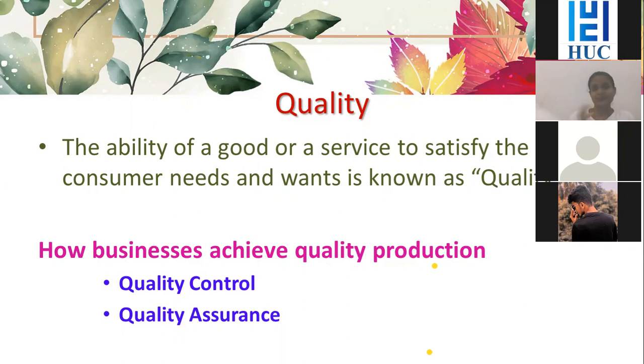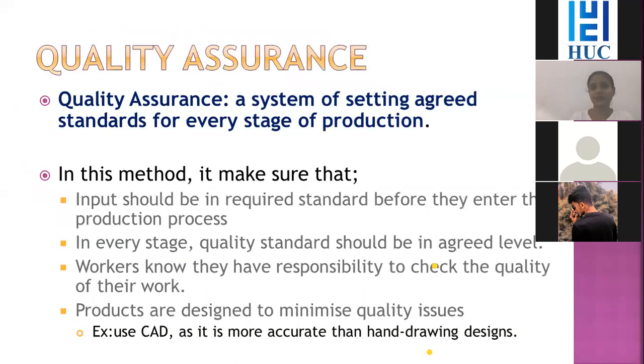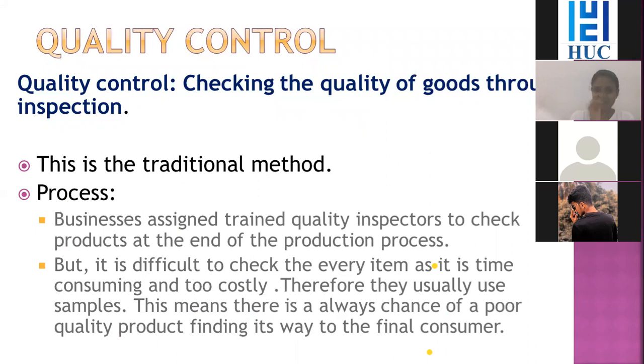So businesses can achieve quality production in two methods: quality control and quality assurance. Quality control is the traditional method. Quality assurance is the new method. In quality control, what is happening here, children? We check quality at the end of the process. After the process is over, we check the quality at the end. That is what quality control means.